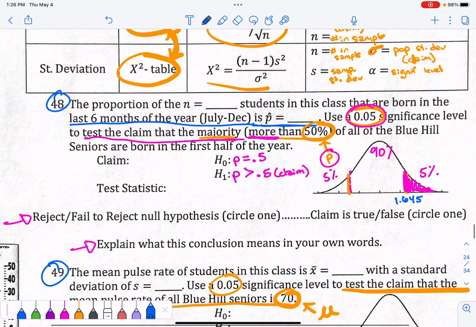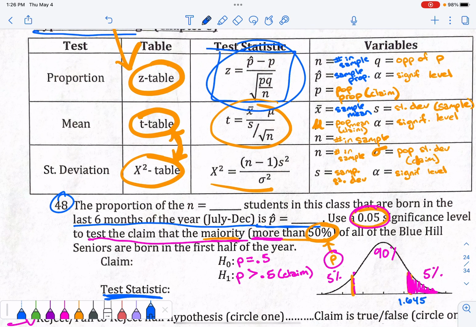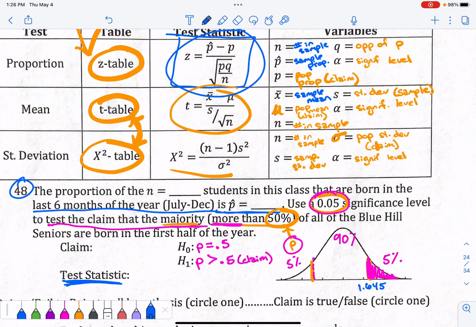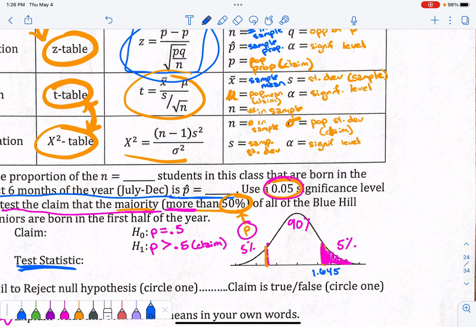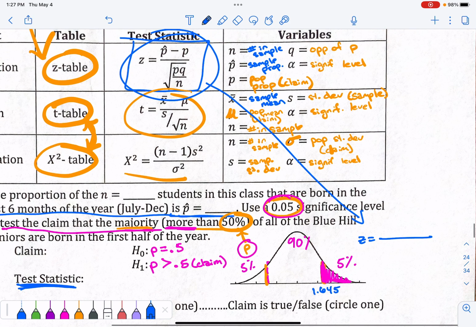Then all I need to do is find the value of my test value from this equation and figure out where it lives in comparison to that 1.645. Okay, so that's what I'm going to do right now. I'm going to write it over here. So using this formula, I've made a mess of this page already, sorry. Hopefully you can decipher this. So I want p hat minus p, and then the square root of pq over n.